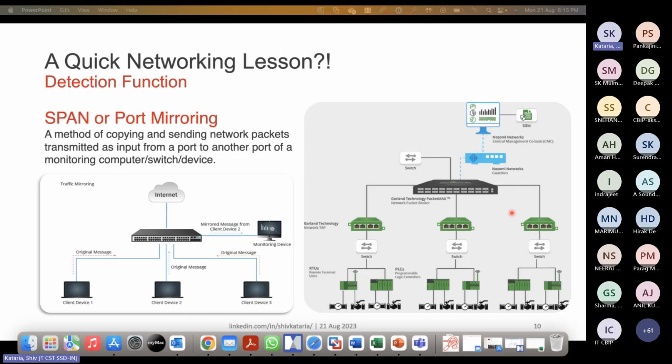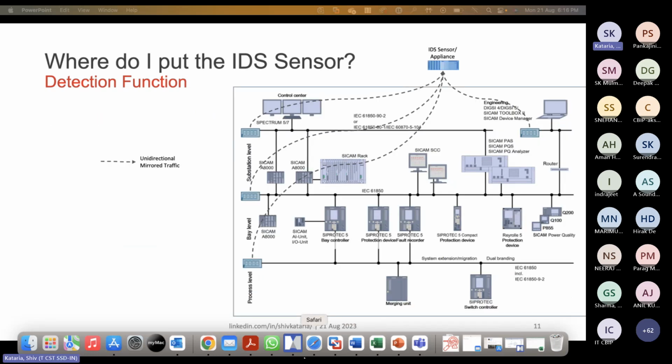Sometimes you might need to deploy it at different layers as well, like at this particular layer of the access switch. That is also possible with port mirroring. This is another example of using it in our grid system or substation system. We might deploy it at the process level, at the bay level, and at the substation as well as the control center level. All of them can be used to mirror the traffic using a SPAN port.